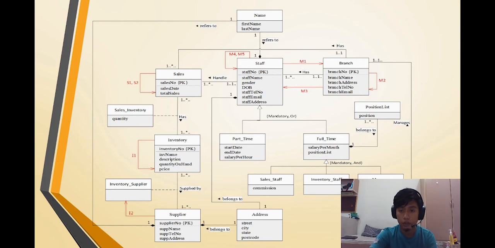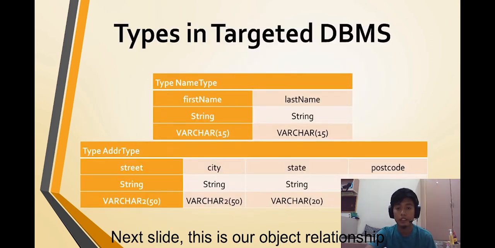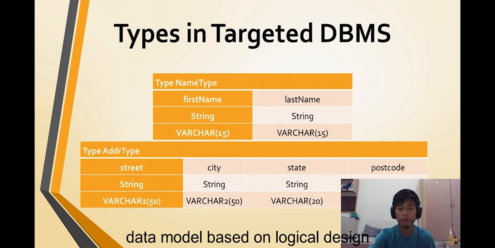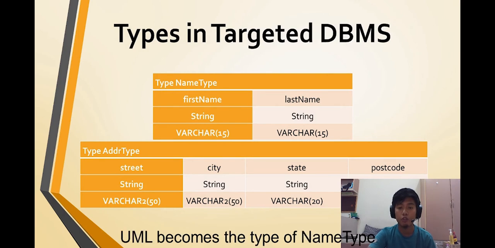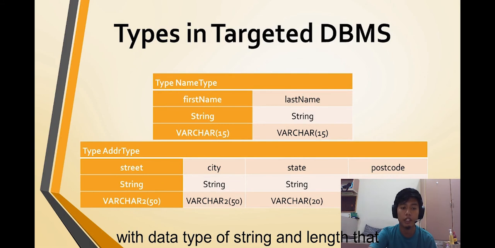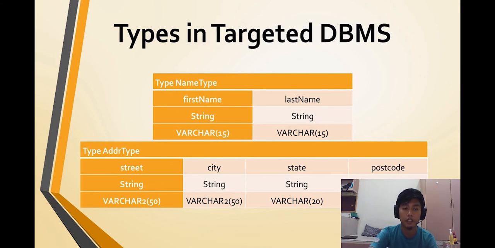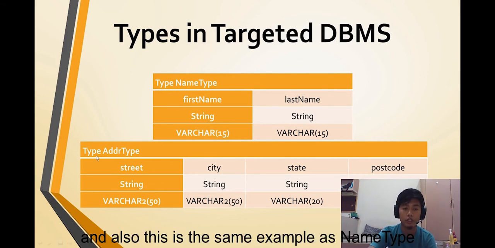Okay, the next slide. This is our object relationship data model based on the logical design. For example, our name entity from UML becomes the type name_type with data type string and length that holds varchar 15. And this is the same example as the name type.